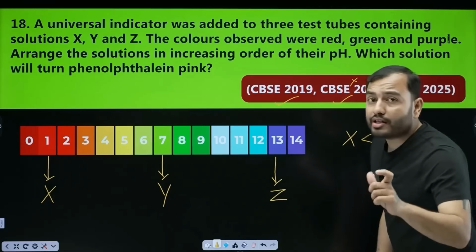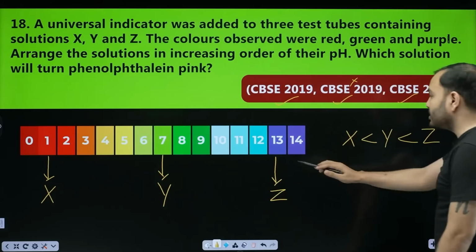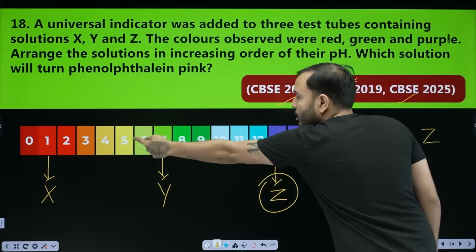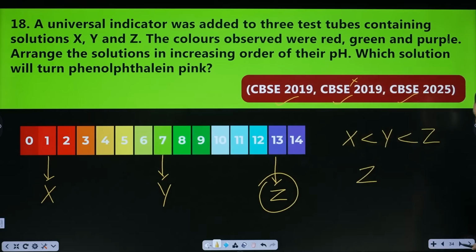Which solution will turn phenolphthalein pink? Base does. Which one of them is base? Can you tell Z? This is what? Neutral. This is acid. So Z will be the answer. It will turn phenolphthalein pink.